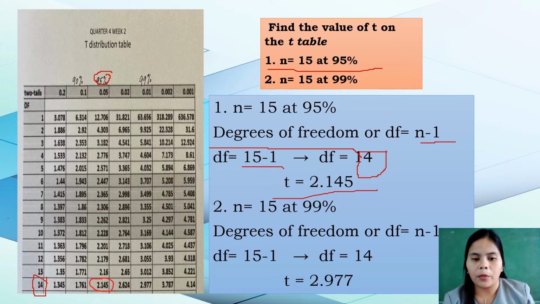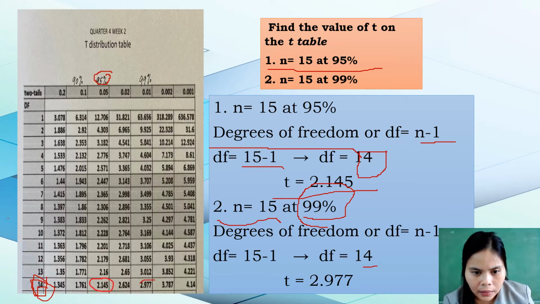For number 2, let's say n is still 15 while our confidence level is 99%. Again, we look for the degrees of freedom: 15 minus 1 is equal to 14. So here is 14, and then look for the 99%. Here they intersect. So for a 99% level of confidence with a sample size of 15, the t value is equal to 2.977.